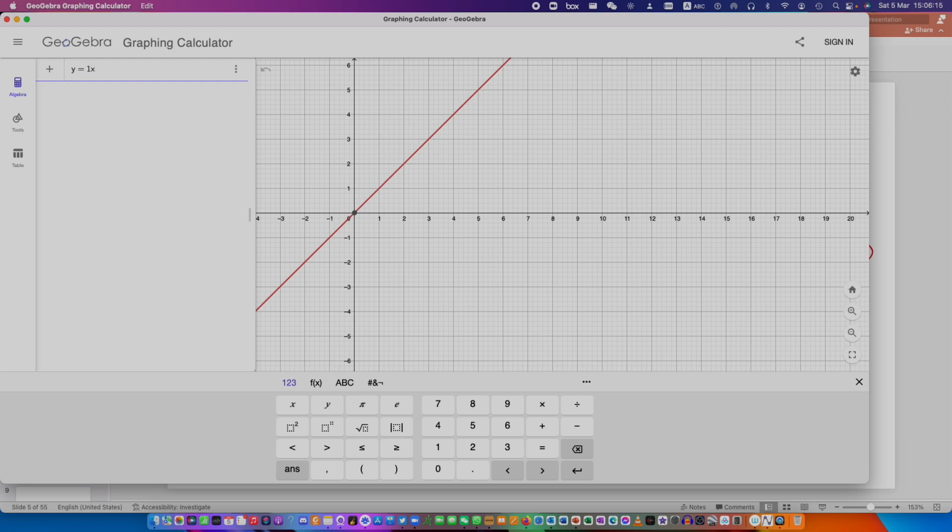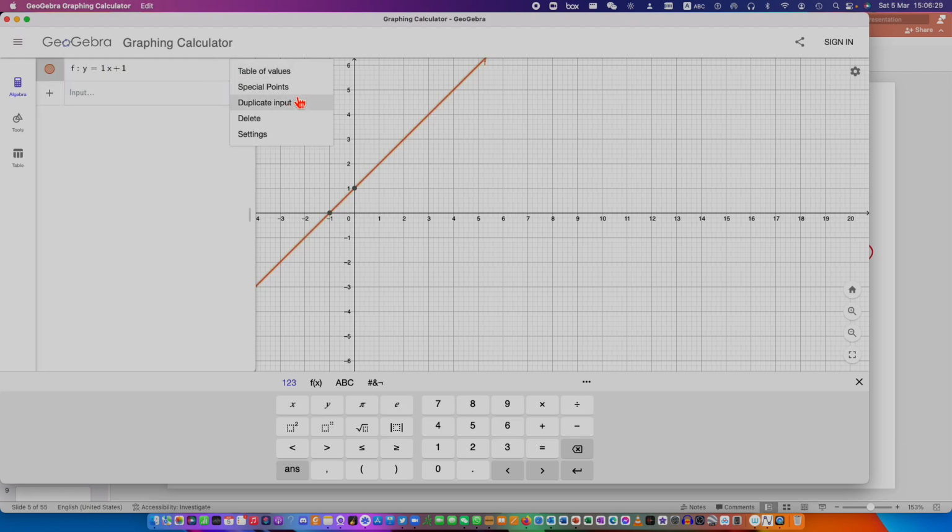What y-intercept do you want to have? Give me a y-intercept, quick one. 1. Okay? Good. So now we want to play with the gradient, right?